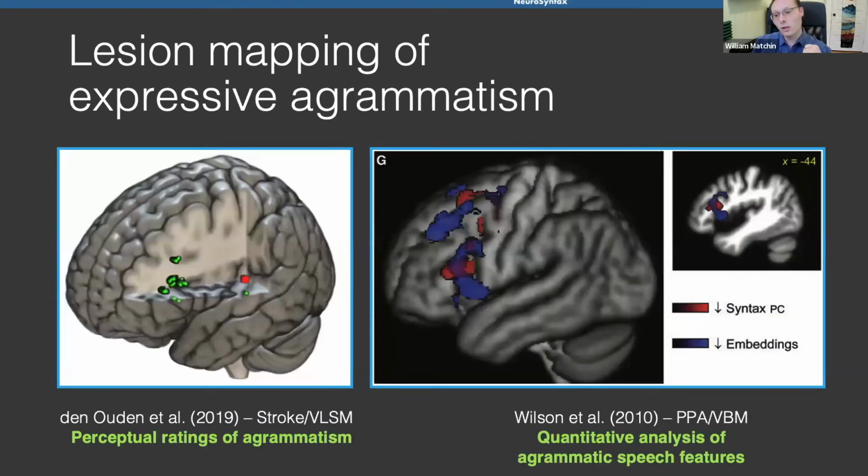If we look at other aspects of language, for example expressive agrammatism, which is a common symptom of Broca's aphasia, or non-fluent aphasia, that has some characteristic deficits, often including agrammatism, which is a sort of syntactic simplification and omission of functional elements. If you look at lesion mapping studies of expressive agrammatism, we find that it's highly associated with damage to the frontal lobe, including Broca's area, although it's of course a more complicated picture. But both in stroke-based and even in primary progressive aphasia, we find this association of agrammatic deficits and frontal damage or degeneration.